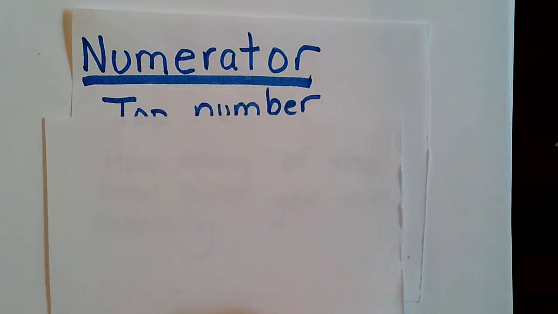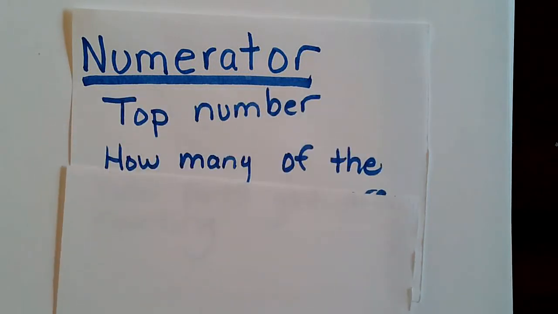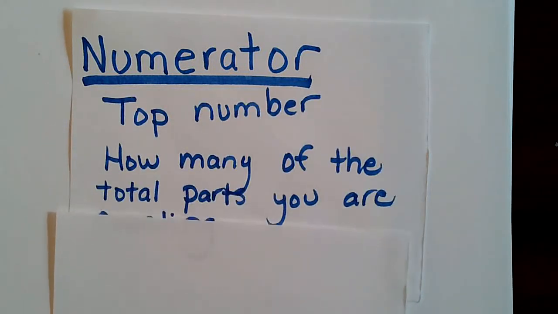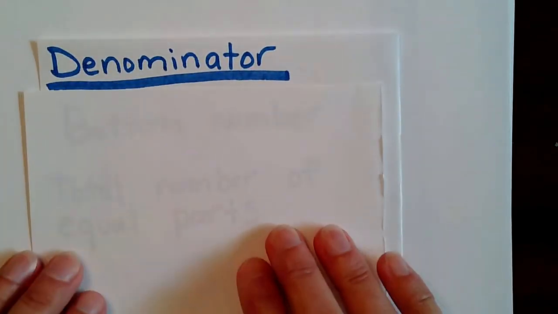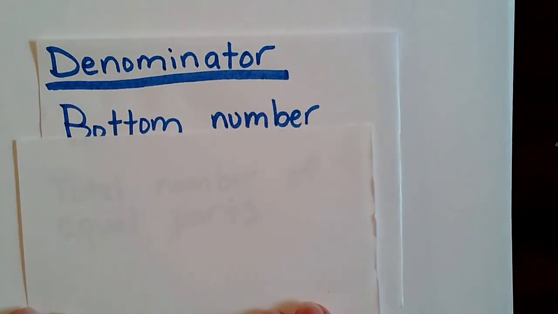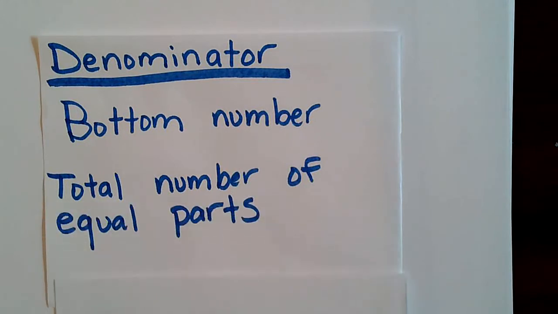The numerator is the top number of a fraction. It tells how many of the total parts that you are counting. And the bottom number, remember what that's called? Denominator. The denominator is the bottom number, and it's the total number of equal parts. So all of the parts, that's the denominator.